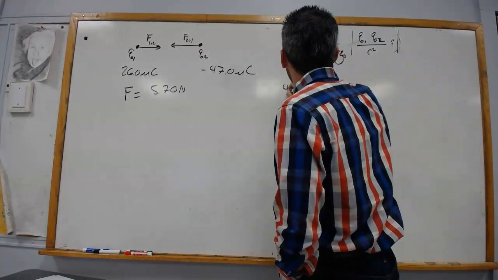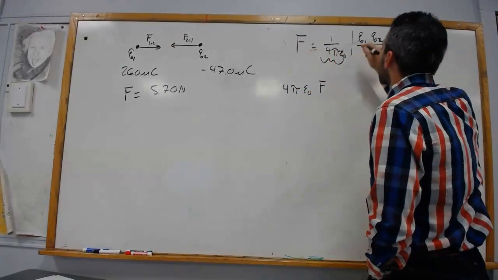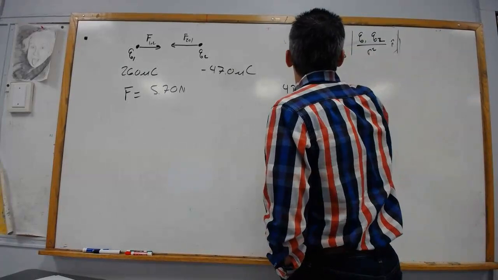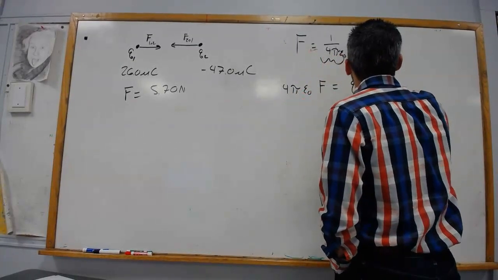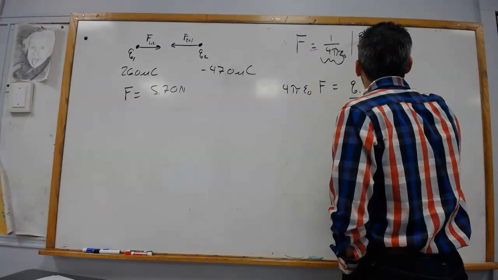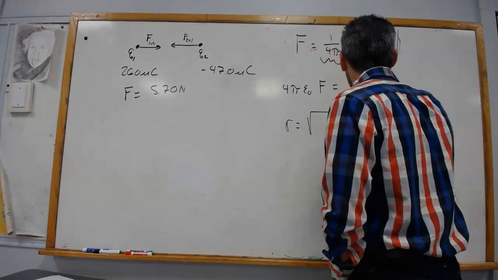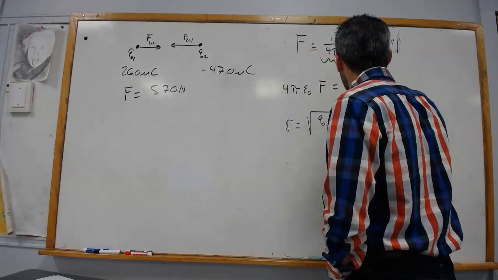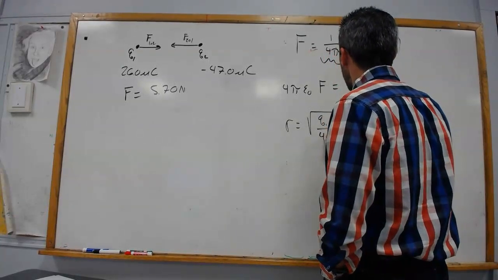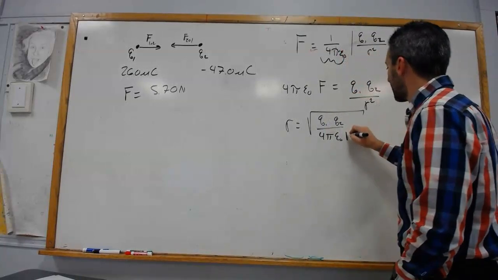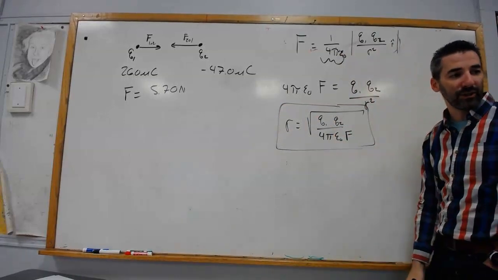So I have 4 pi epsilon 0 times the force is equal to Q1, Q2 over r squared. We're looking for the distance, which means r is equal to the square root of Q1, Q2 over 4 pi epsilon 0 times the force. This is my final equation.